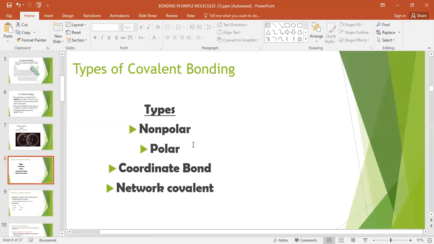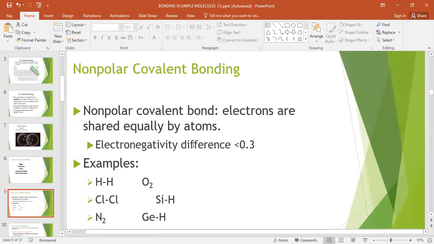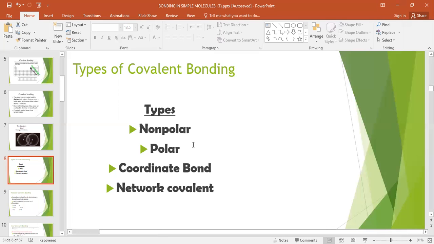In non-polar covalent bonds, electrons are shared equally by atoms. Equal electrons they are going to share. And in polar, unequal. Understand? So use only the words equal and unequal. If they show equal bonding between two atoms, we call it non-polar. If they show unequal, then we call it polar. Look here at how you will understand equal or unequal.